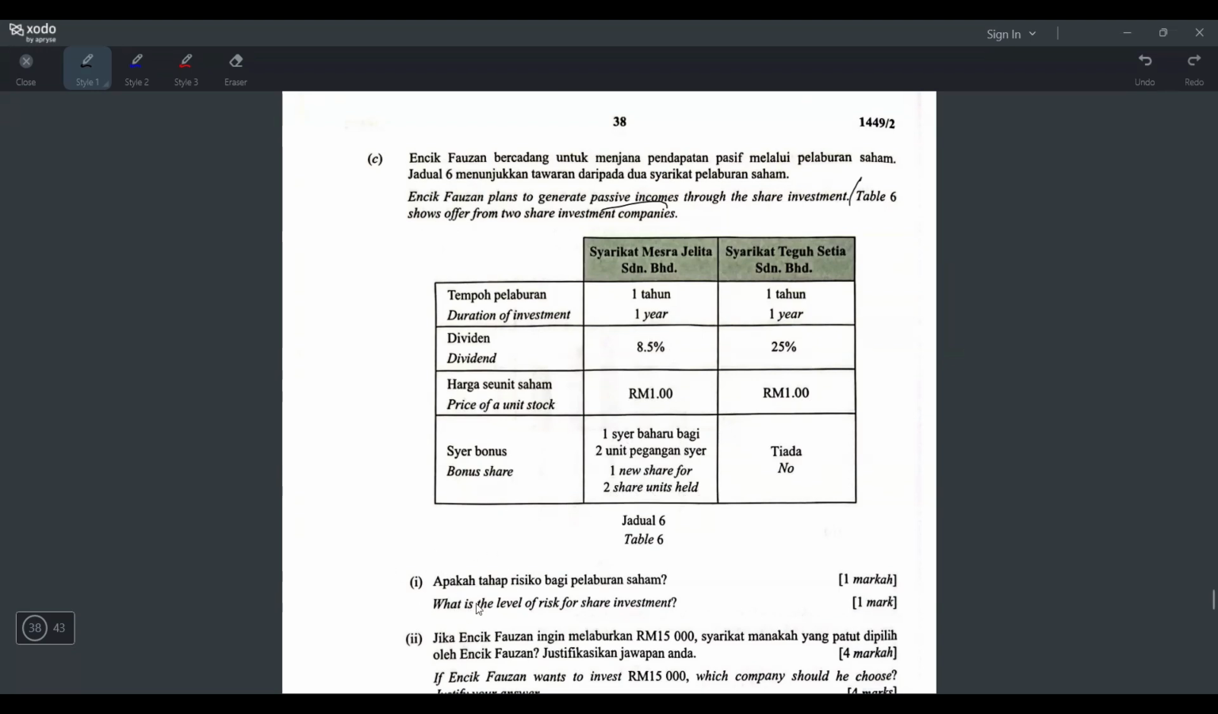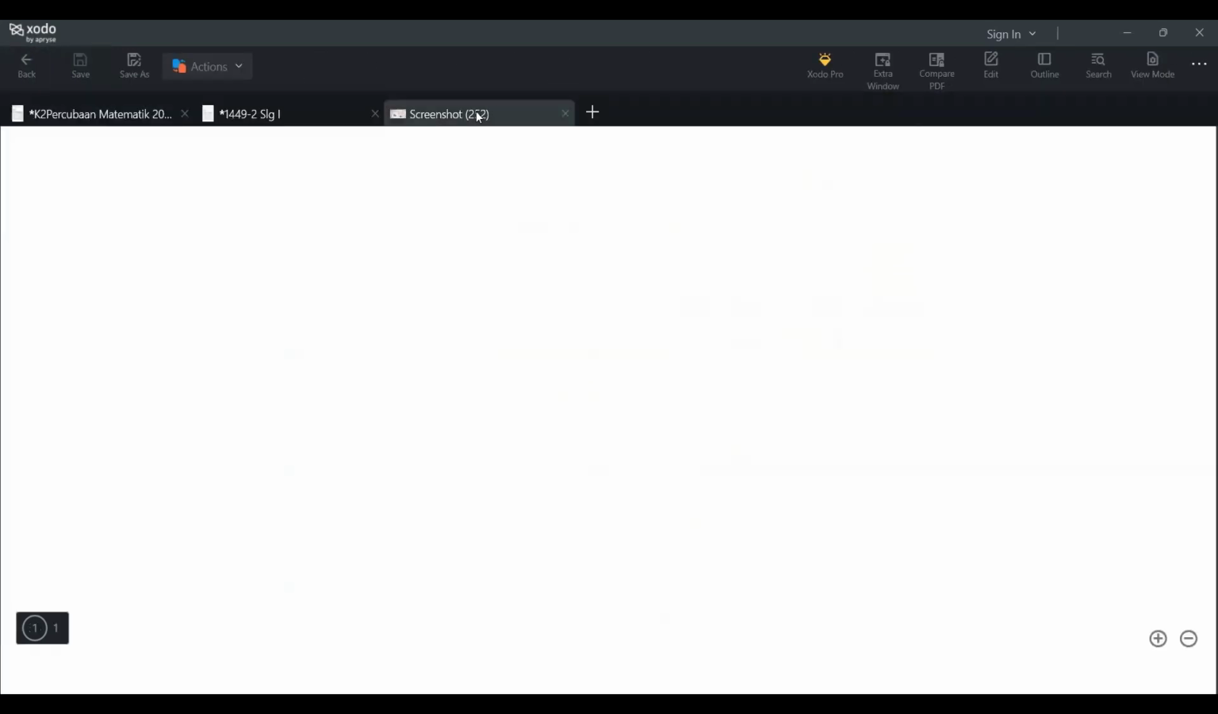Number one first. What is the level of risk for share investment? Okay, this one, the answer is high. Yes, the risk is high. Because for investment, the return is high. That is why the risk is also high. Okay, let me just show you the book text. I will show you the notes in the book text.